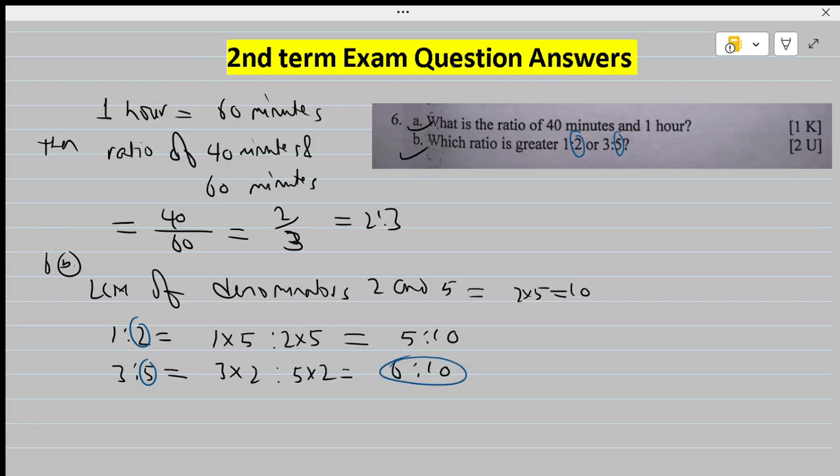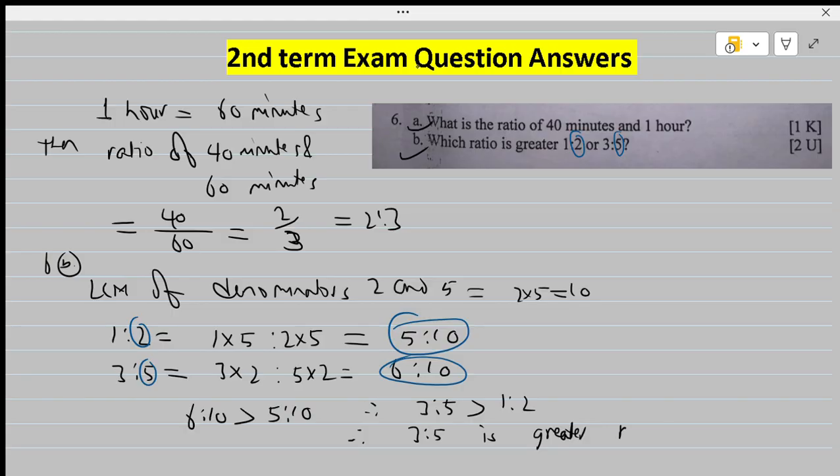So here 6 by 10 has a greater numerator than 5 by 10. You can say it easily, 6 by 10 is greater than 5 by 10. And 6 by 10 is actually 3 by 5 or 3 is to 5. Therefore 3 is to 5 is greater than 1 is to 2. Therefore 3 is to 5 is the greater ratio. So number 6 is clear.